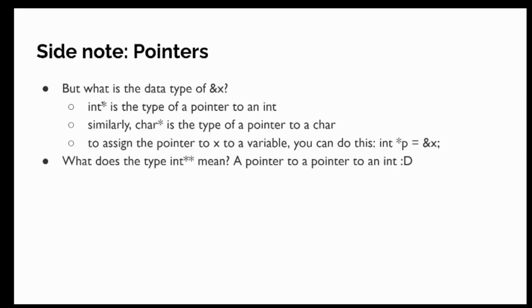Okay, what is the data type of pointer x? Oh, integer with this star. The star over here is a type of pointer to an integer. Similarly, a char with this star is a type of pointer to a character. So to assign a pointer to x to a variable, you can do it this way: integer star p equals ampersand x, or pointer to x. Now, what does the type integer star star mean? Well, it's a pointer to an integer pointer. I don't know what that means, and I've never used it before. So honestly, just don't bother about it lah.